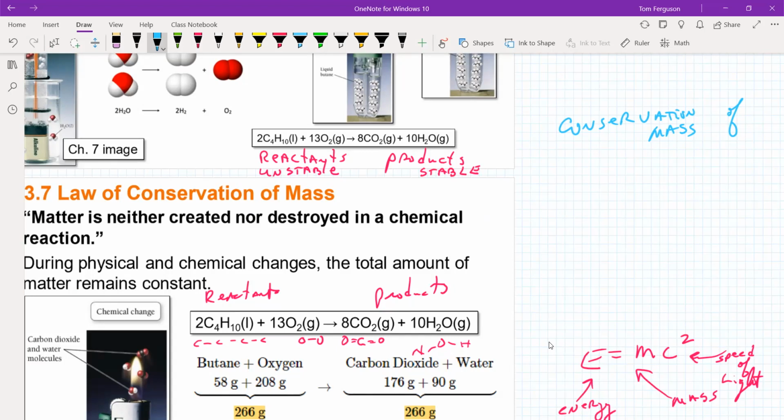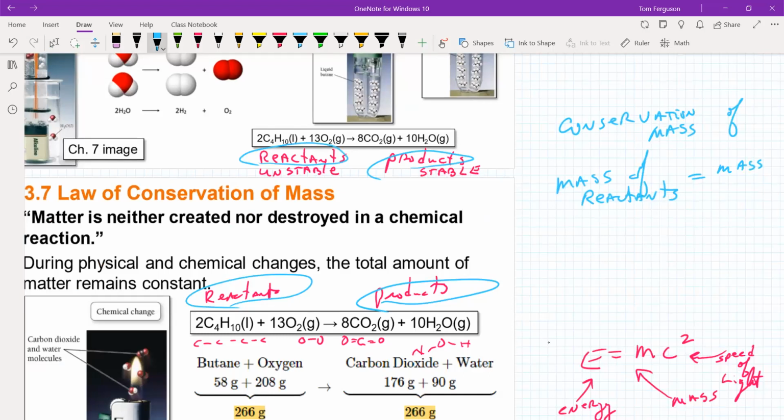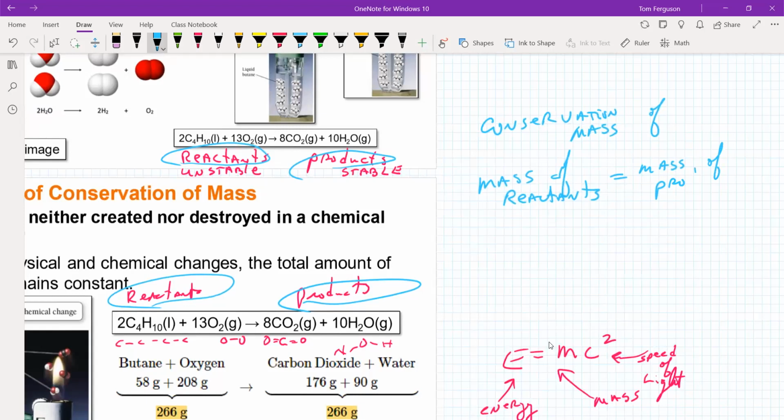Now, with the chemical equation, what you start with is called reactants. What you end with is called products. So the mass of the reactants, what we're starting with on the left, reactants are always on the left, and the reaction proceeds from left to right. We end up with products. Now the important part: the sum of the reactants is equal to the sum of the products.